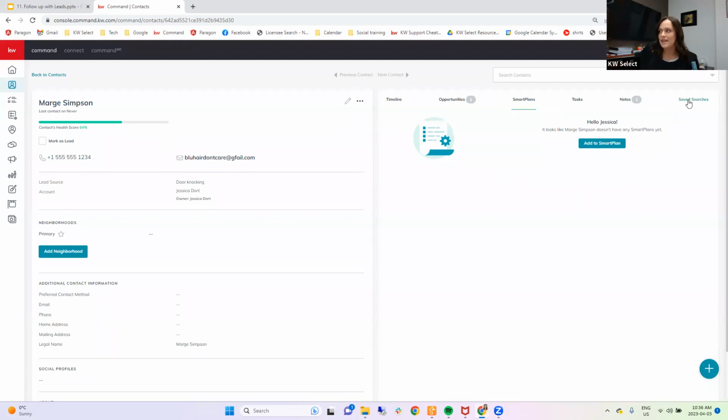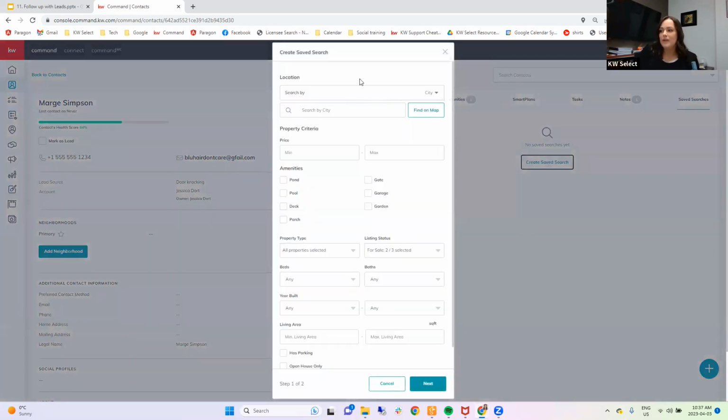Okay. You also have the saved searches option here. So if Marge was to download your app or sign up on your website and you know what she's looking for, where she's looking for it, you can create a saved search. And then she can get email updates. She can see a very special section in her KW app with all of the properties that meet her criteria, what's happening with them, what they're selling for, all of that information. So this is just another way to add that value and be updating them on the market and what houses are available for them.